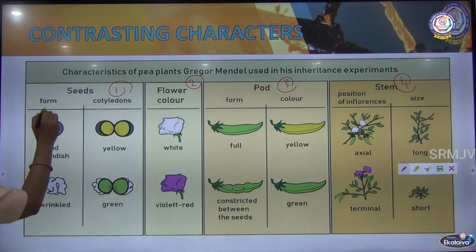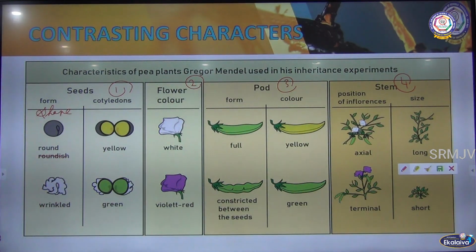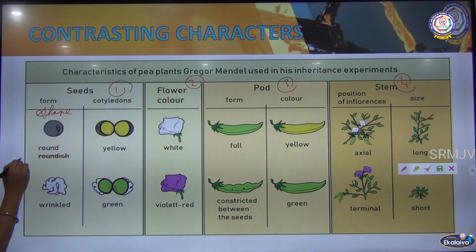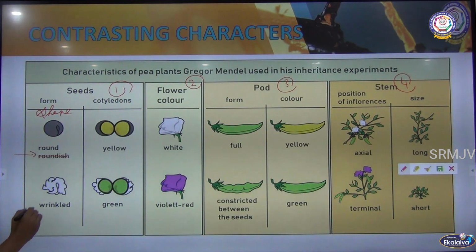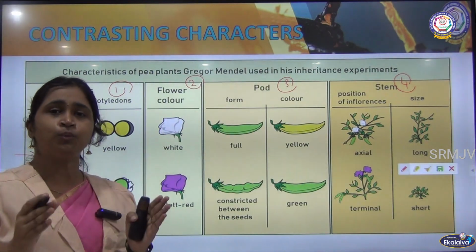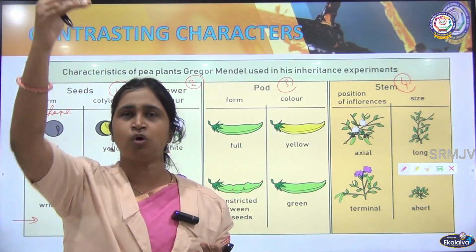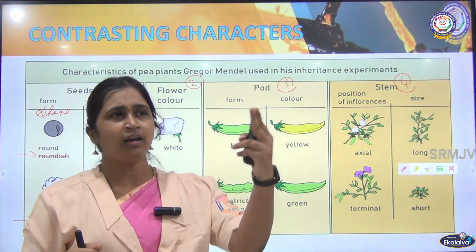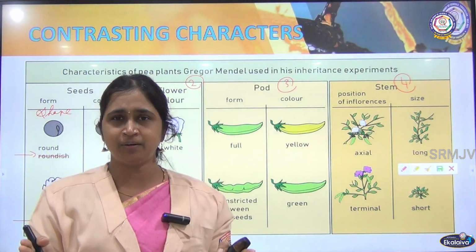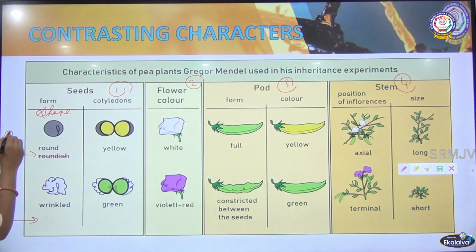First, seed form, otherwise called shape of the seed. So, round, wrinkled. Then cotyledon, yellow color, green color. Now, what are we learning here? We are learning a term, so listen carefully, it is phenotype. We are talking about the physical appearance. When you look at a plant, you say the plant is tall, the plant is short. You can say the color of the flower is red and the color of the flower is white. What you are seeing, the physical appearance, you call it phenotype.